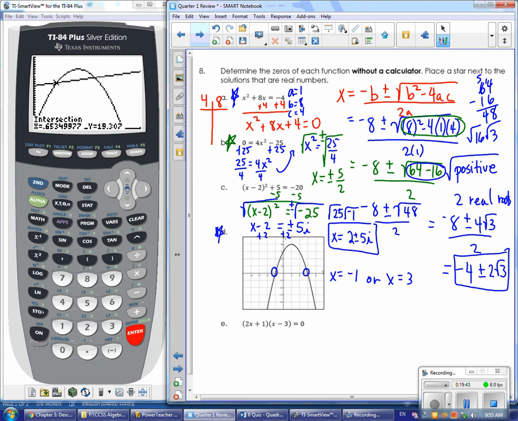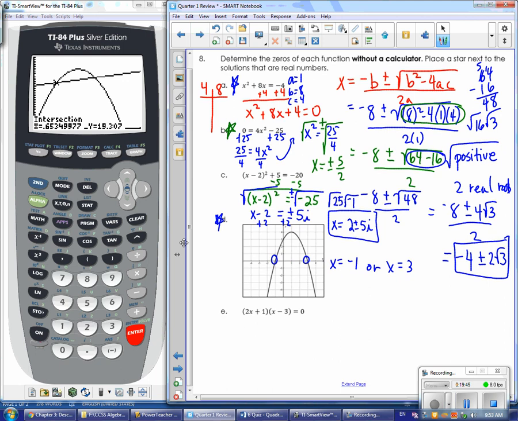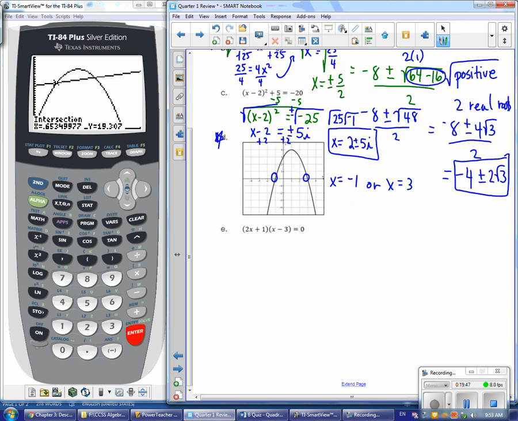In letter E, this is also a nice kind of equation to solve because the equation is already in factored form and it's set equal to 0. And we have a property that says if I multiply a bunch of things together and my answer is 0, then one of those things has to be 0. So if I'm multiplying the quantity 2x plus 1 times the quantity x minus 3, and the product is 0, then either 2x plus 1 is equal to 0, or x minus 3 is equal to 0. That's the only way this can happen, is if one of those terms is 0.